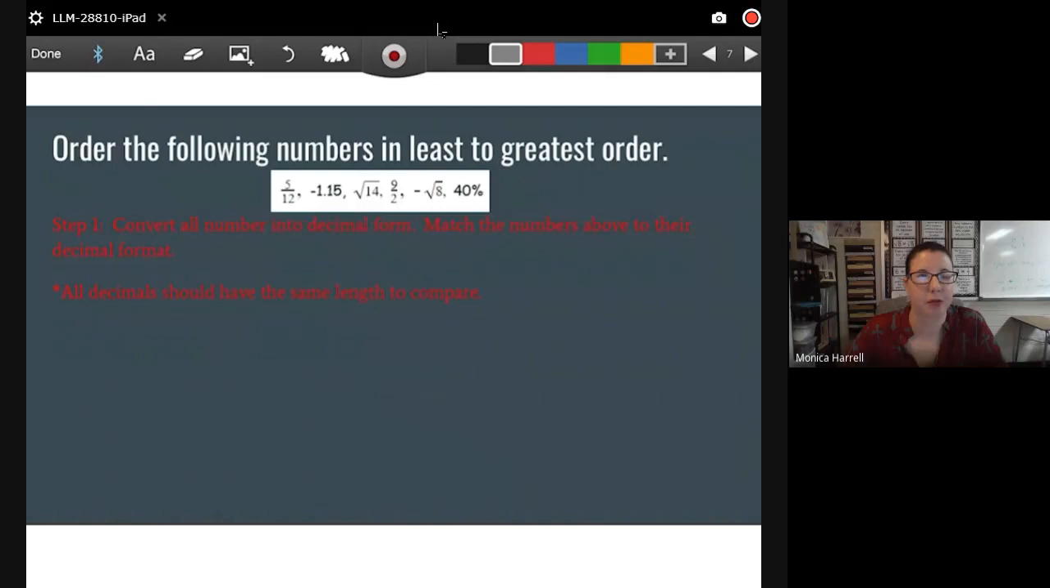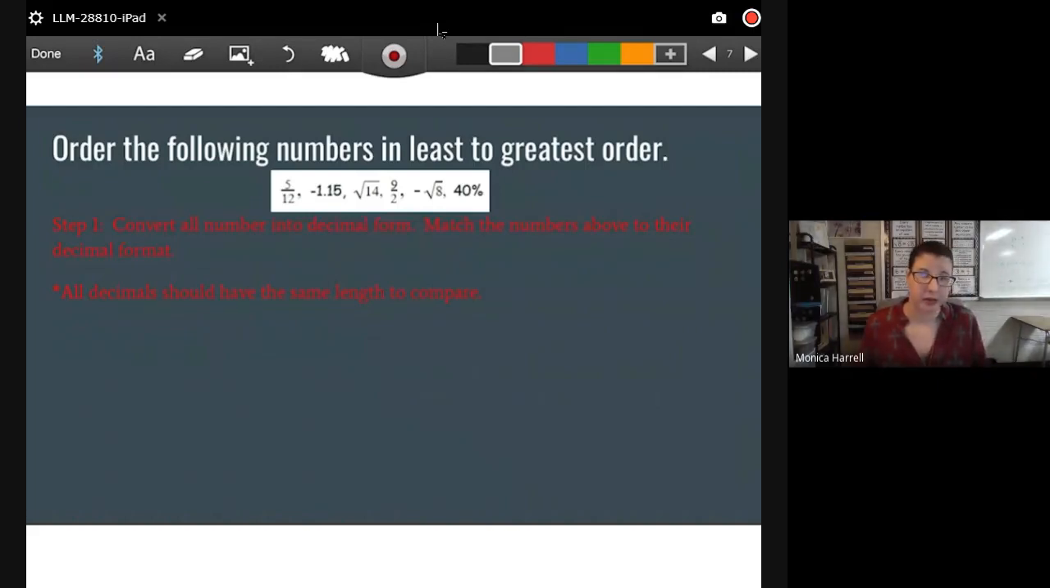We have 5/12, -1 and 1500ths, the square root of 14, 9/2, negative square root of 8, and 40%. Step 1 says you're going to convert all numbers into decimal form. Then we want to match up their decimal format. What we're talking about there is that we want to look at decimal place value and make sure that they're all the same so that we can compare them.